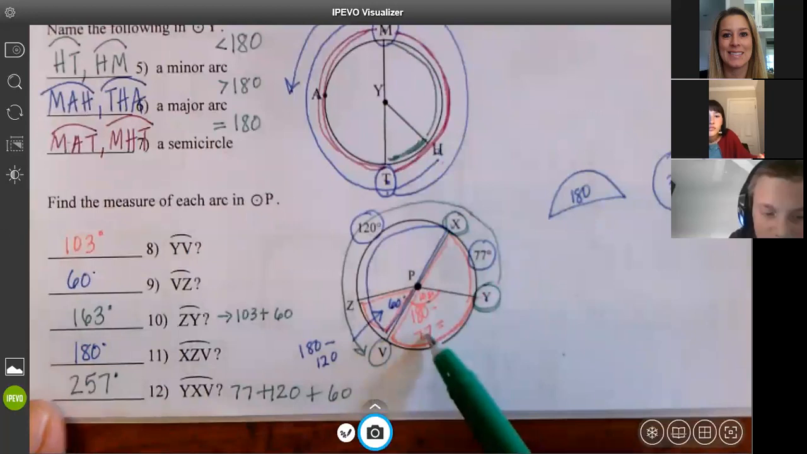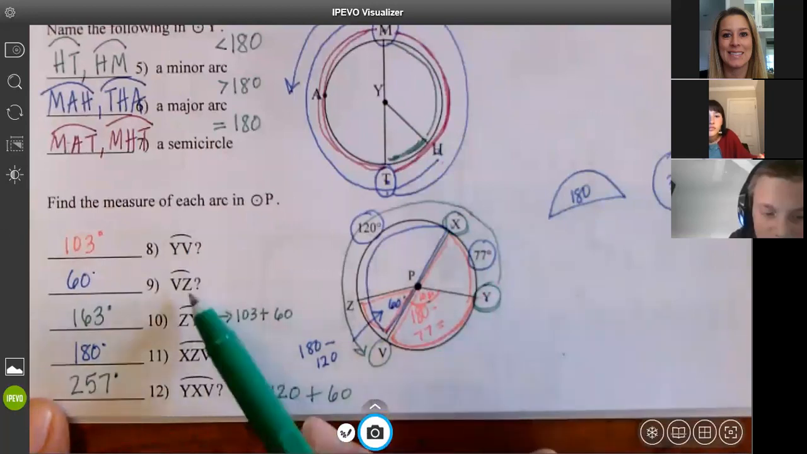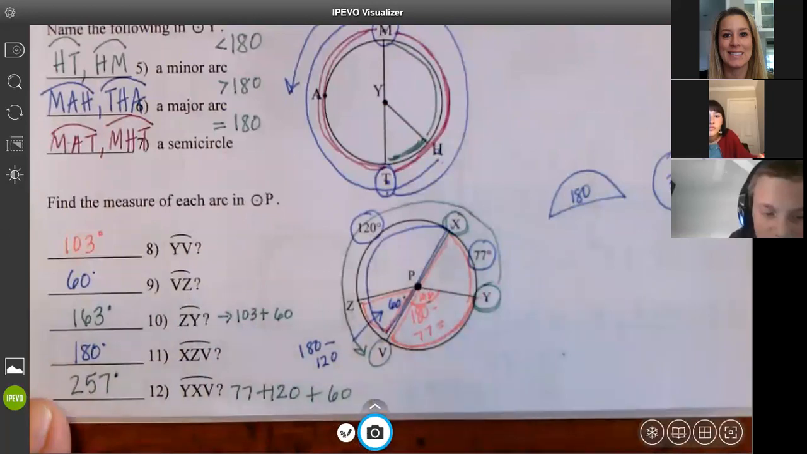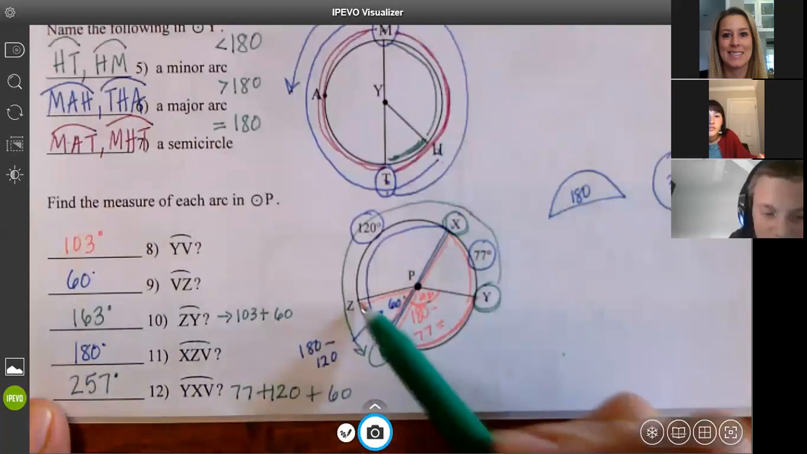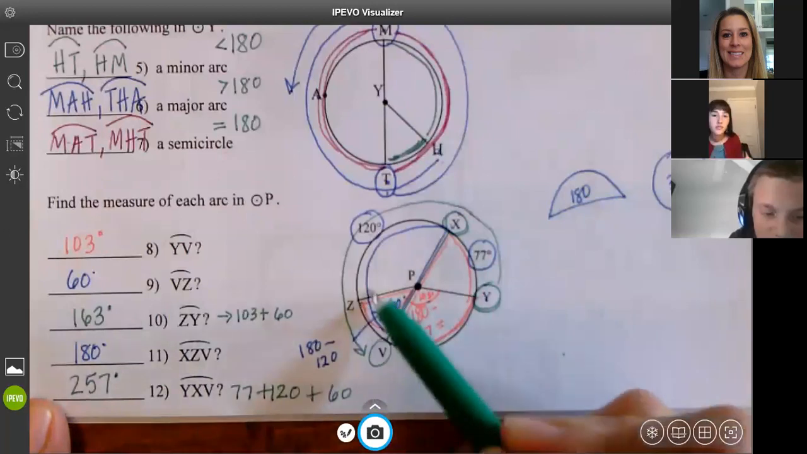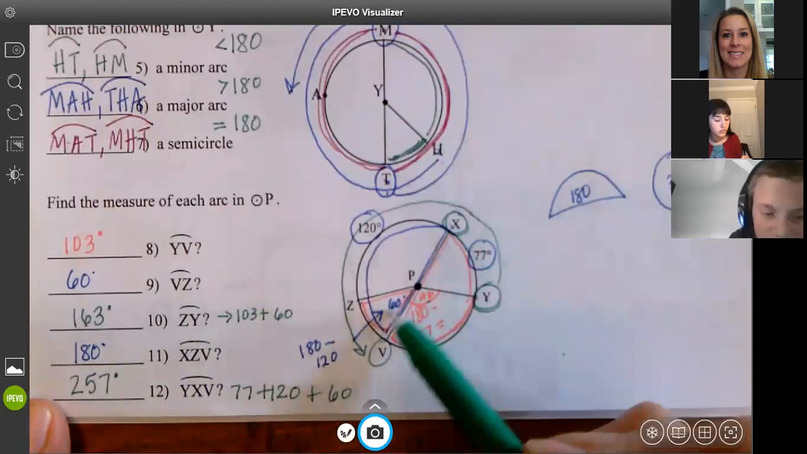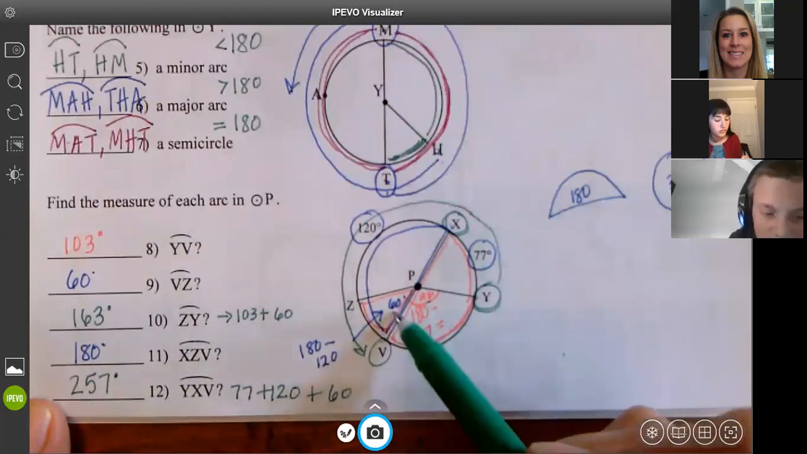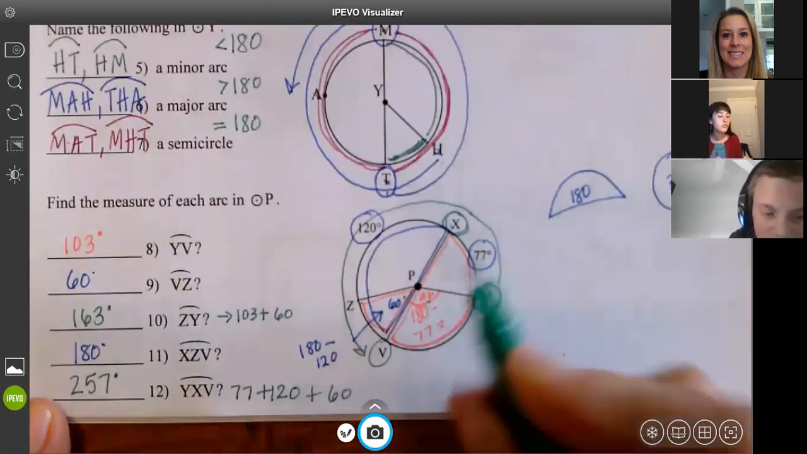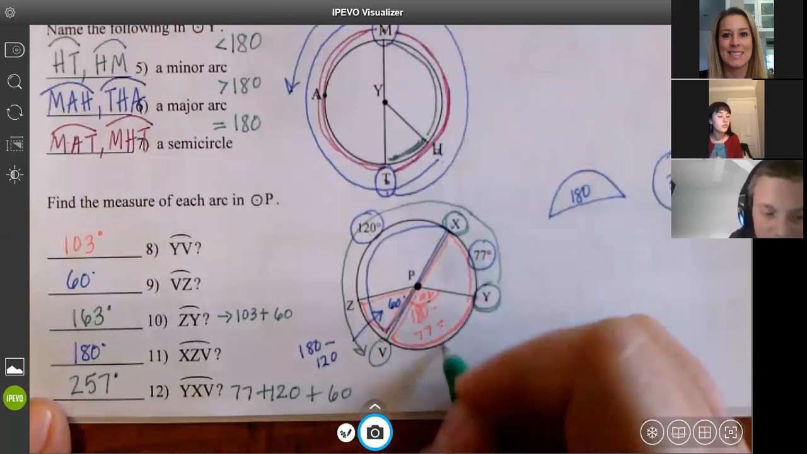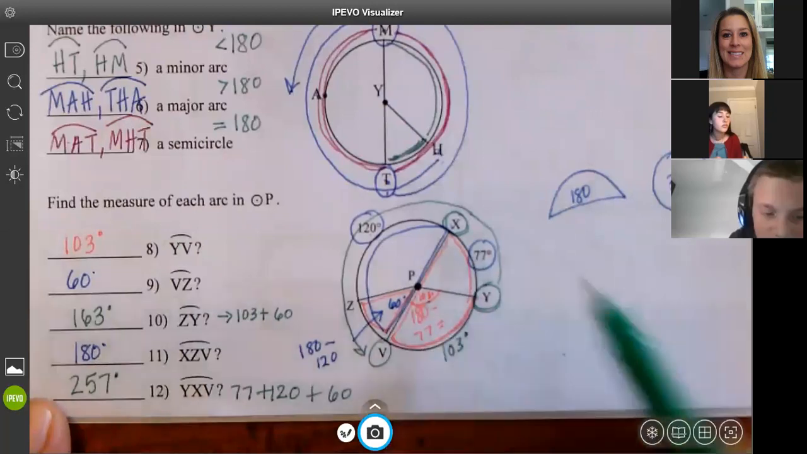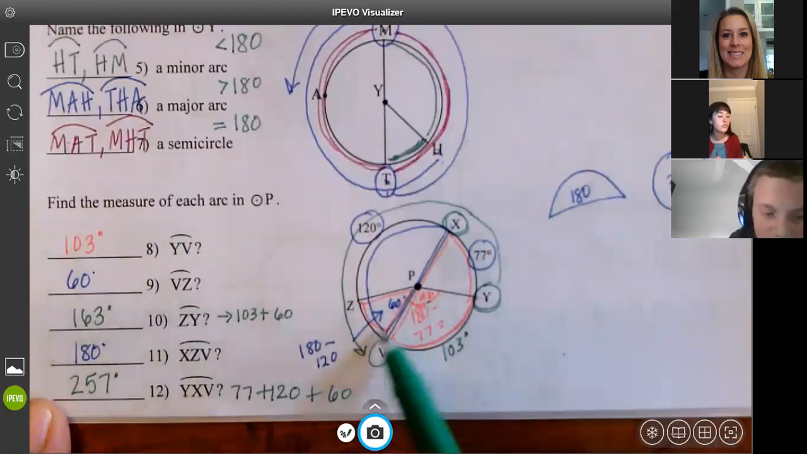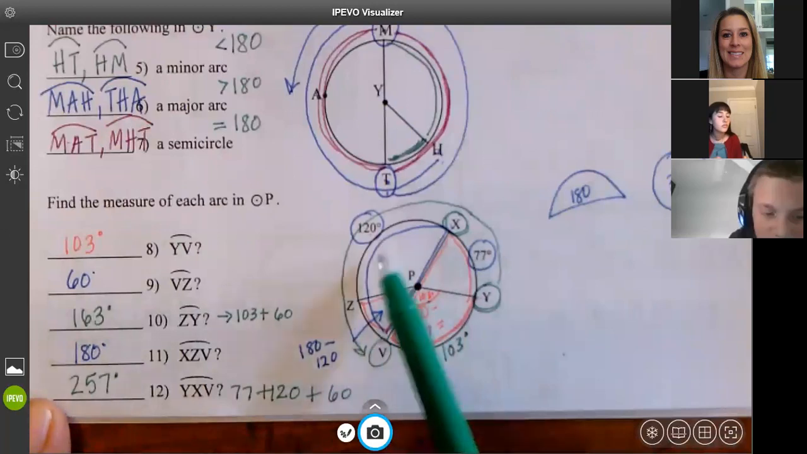And then V to Z, that's this one right here. I did this in blue. This is a half circle all the way around, so 180 minus 120 is going to give me 60 degrees here. We said this one was 103. So now we've got all of our numbers: 60 here, 120 here, 77 here, and 103 here.